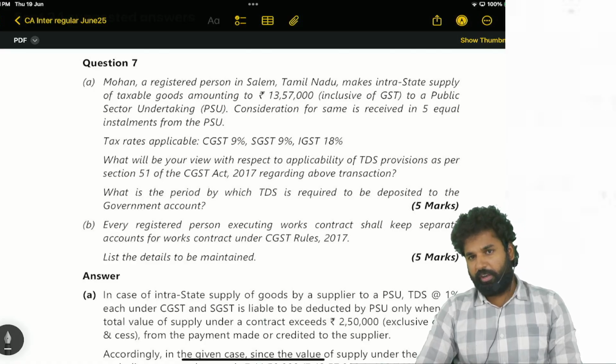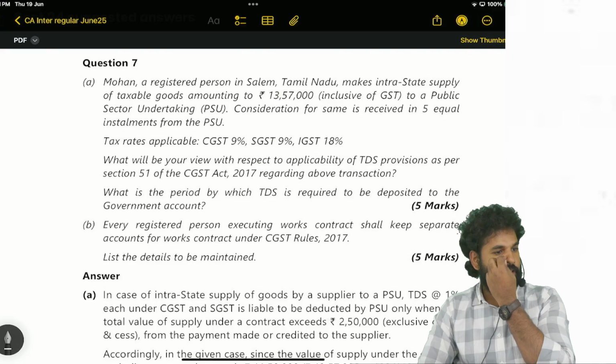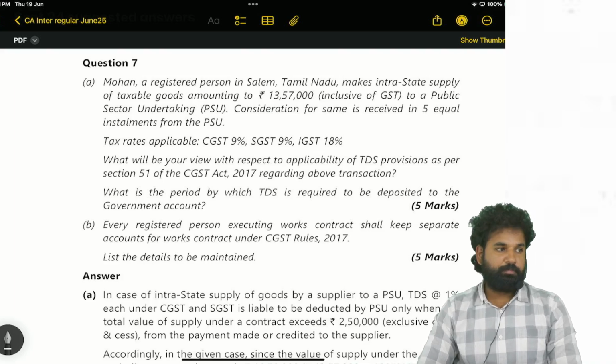TDS will be applicable when a government, plus notified persons, is making payment to the supplier where the contract value is more than 2.5 lakhs. Notified persons means PSU is also there. A public sector undertaking making payment to a supplier where the contract value is more than 2.5 lakhs. Here it is available, that means TDS is applicable. And 2.5 lakhs is crossing here, so that's why TDS is applicable.